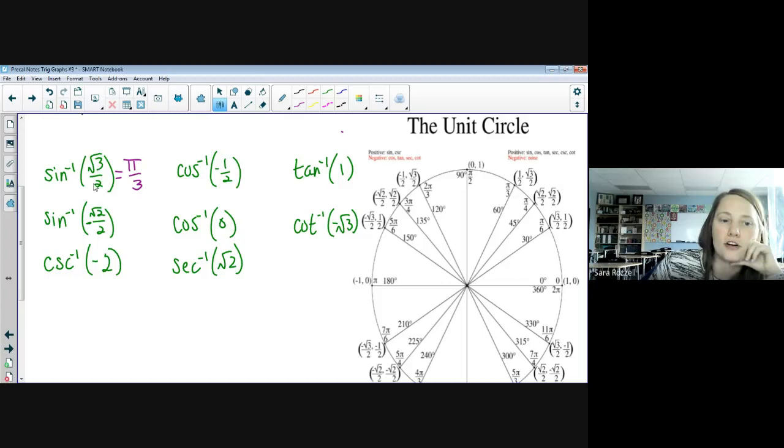Everybody okay with that? If you're in the positives, you're in the first quadrant, you just find the y value of root 3 over 2, and there it is. Okay. All right, let's try our next one.